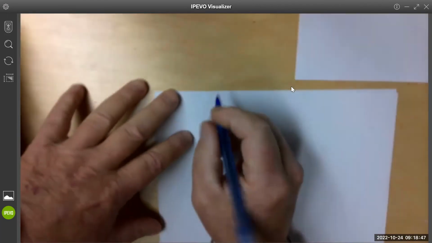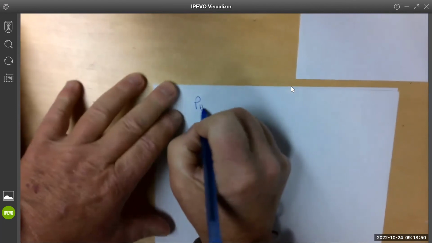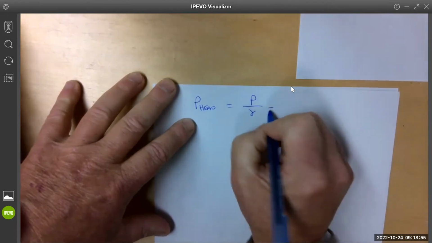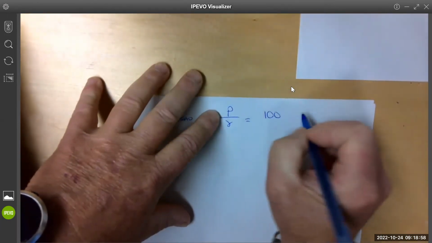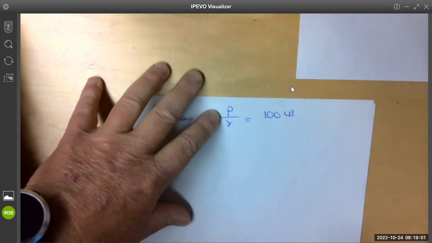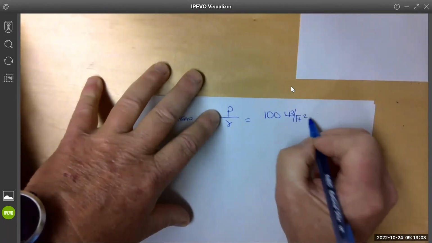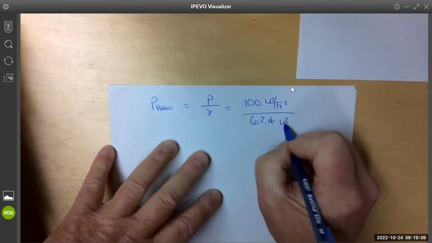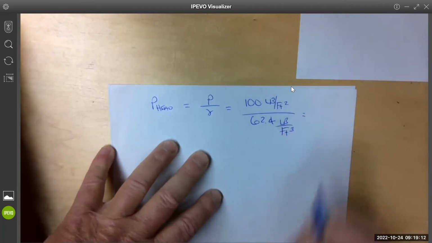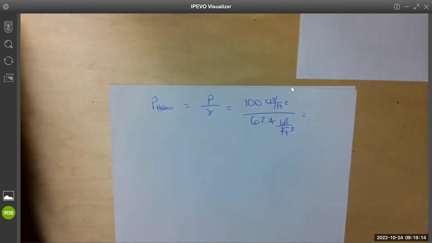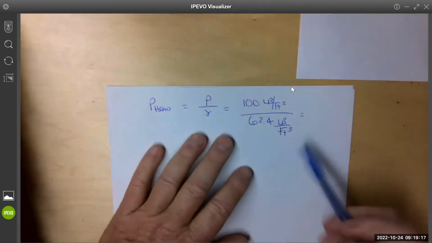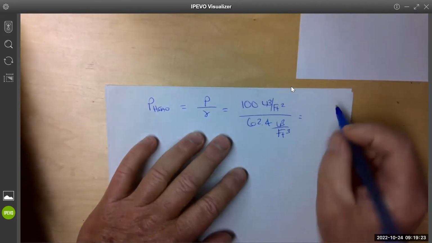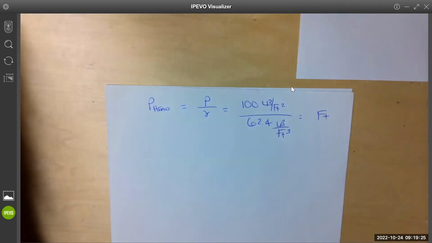So just dealing with pressure head is going to be pressure divided by the specific weight of the fluid. We said we had 100 pounds per foot squared. And then we divide by the specific weight, 62.4 pounds per foot cubed, right? And when you divide by that unit in the denominator, it flips over, right? So this unit flips, the pounds cross, and we're left with feet. That's pressure head.